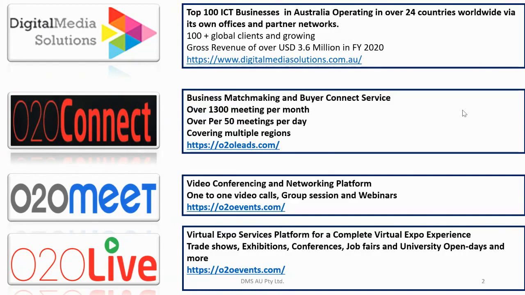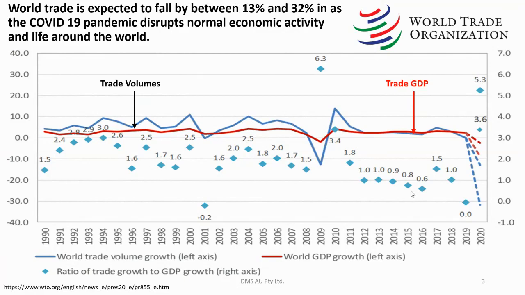We've also used our own proprietary technology, and predominantly we use our own video conferencing tools. O2O Meet is our own video conferencing and networking platform. Using O2O Meet, we enable one-to-one video calls, group sessions, and webinars. For more information, you can visit o2events.com. We also have our own virtual events platform, branded as O2O Live, which is a comprehensive platform that enables any trade show, exhibition, or conference organizer to conduct any of their events completely virtual. It's a seamless all-in-one solution. For more information, you can visit o2events.com once again.